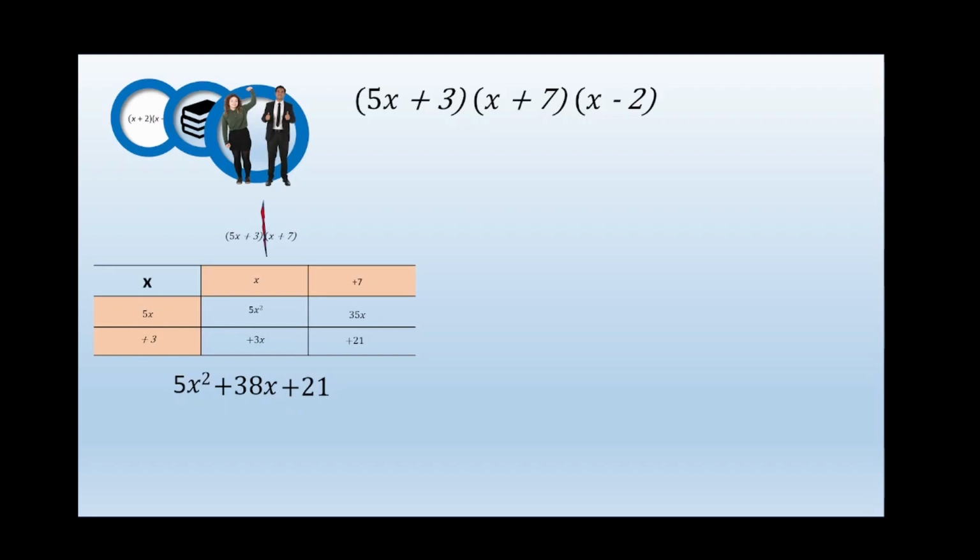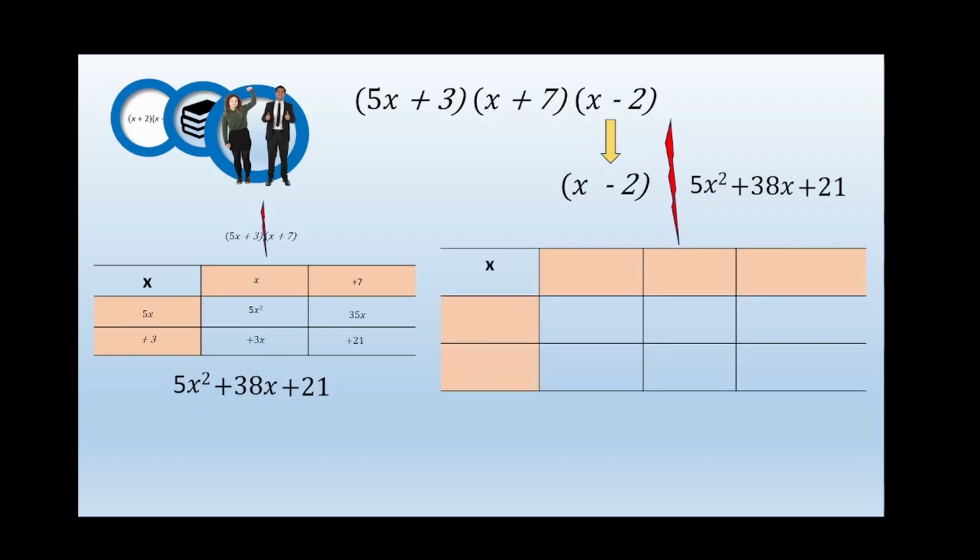So what do I do? Well, because I've done the first two brackets, I'm now reintroducing x minus 2, but I'm going to multiply it against this quadratic, 5x squared plus 38x plus 21. That didn't come out right, did it? 5x squared plus 38x plus 21. And I'm going to split those two. I just split the bracket away from the other thing I want to multiply.